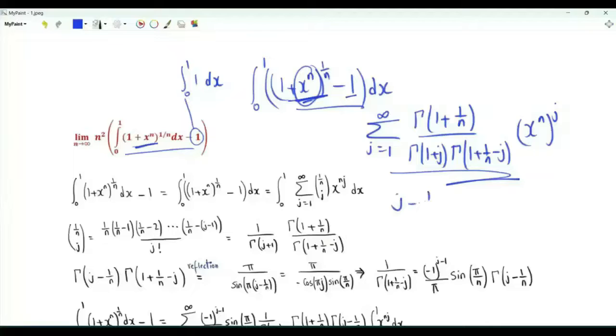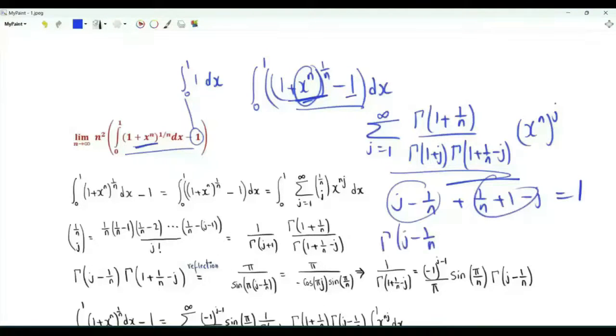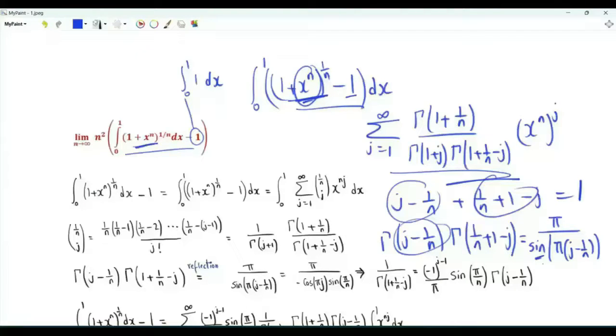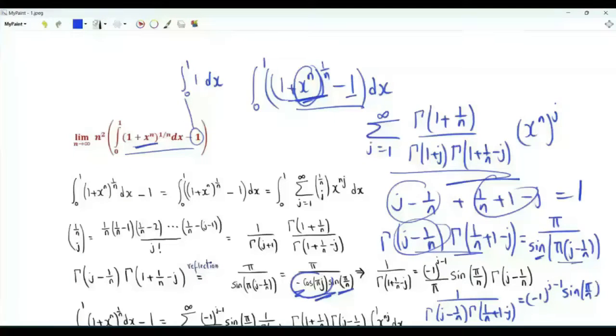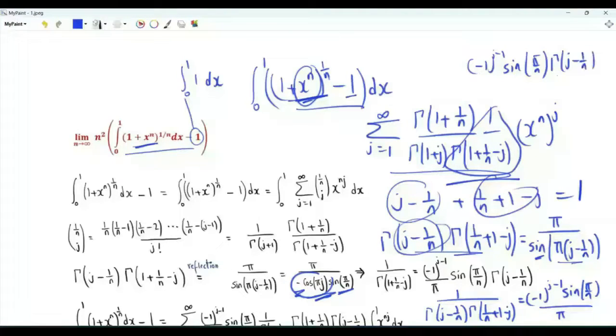This is the integrand. Note that g minus 1 over n plus 1 over n plus 1 minus g is equal to 1. We can apply the reflection rule for the gamma function to gamma of g minus 1 over n times gamma of 1 over n plus 1 minus g. This is equal to pi divided by the sine of pi times g minus 1 over n. This sine is sine of pi g cosine of pi over n, that's 0, minus cosine of pi g times sine of pi over n. Taking the reciprocal of both sides, we have 1 over gamma of g minus 1 over n times gamma of 1 over n plus 1 minus g. This is equal to minus cosine of pi g, which is minus 1 to the power g minus 1, multiplied by sine of pi over n, with pi downstairs. So 1 over gamma of 1 plus 1 over n minus g can be replaced by minus 1 to the g minus 1 sine of pi over n times gamma of g minus 1 over n, all divided by pi. We then integrate term by term.